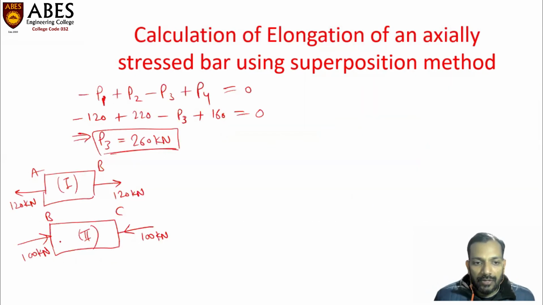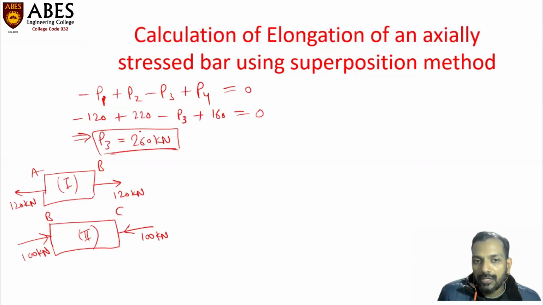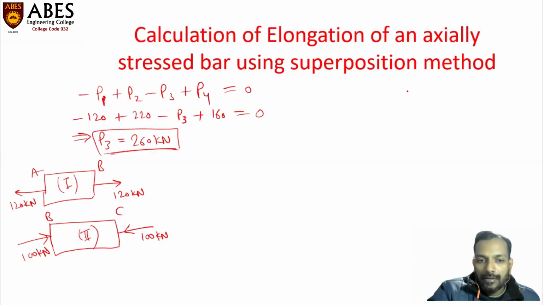Okay, so the value is 100 kilonewton. In this way, 120 plus 100, that is 220 kilonewtons, which is acting on this junction B. Similarly, at junction C, the total amount of force which is acting is P3, which is equal to 260 kilonewtons. Out of this 260 kilonewton, 100 kilonewton is utilized by the central portion and the remaining 160 will be utilized by the third portion.